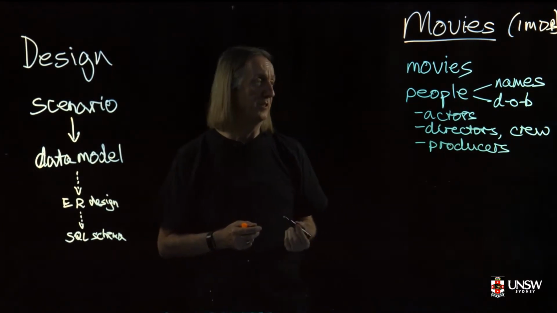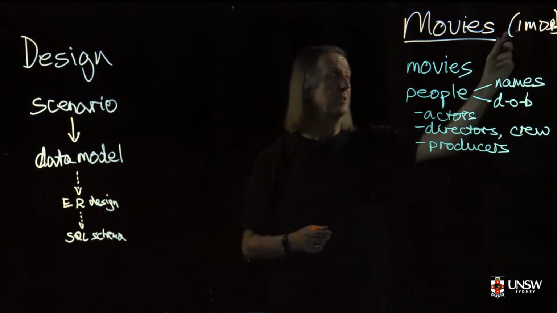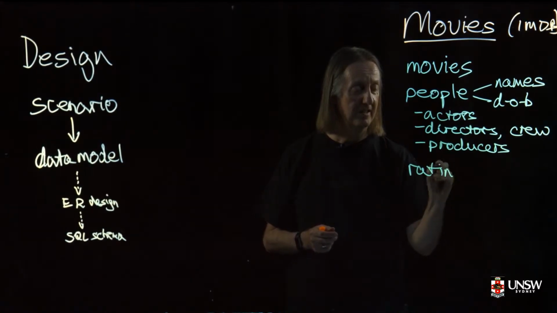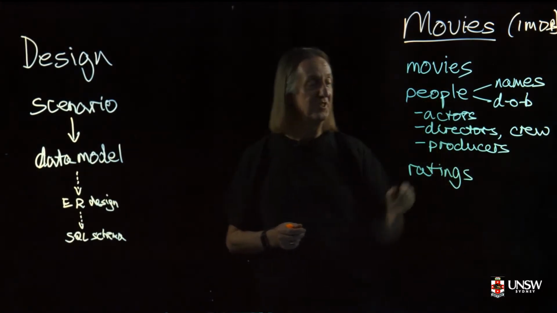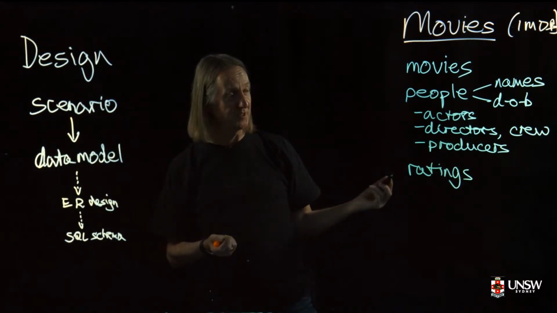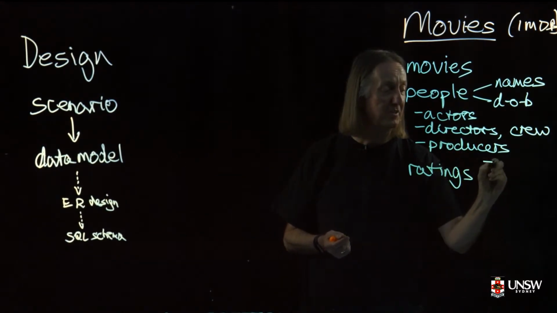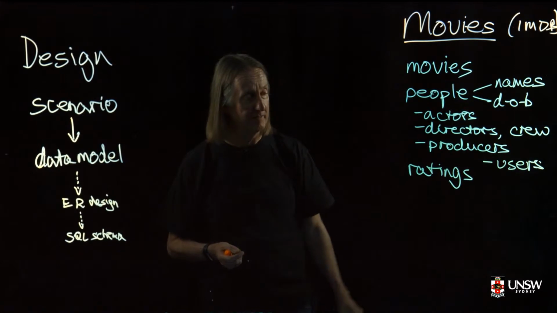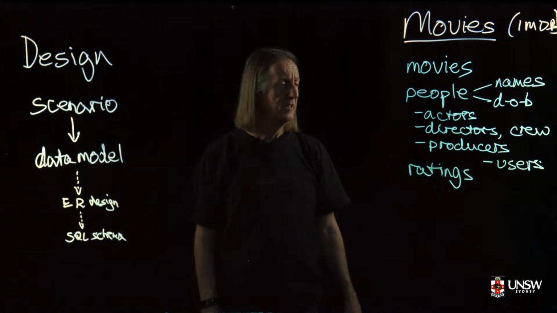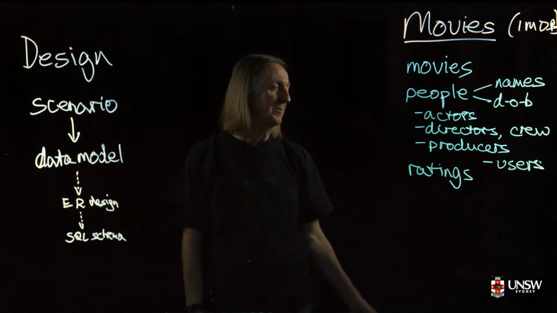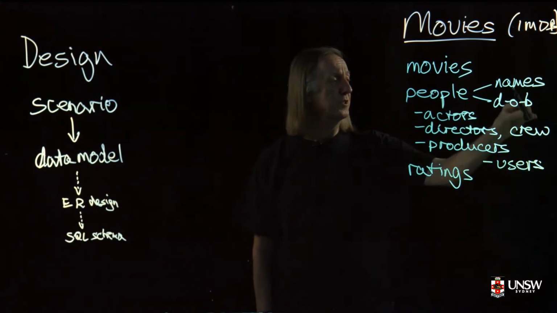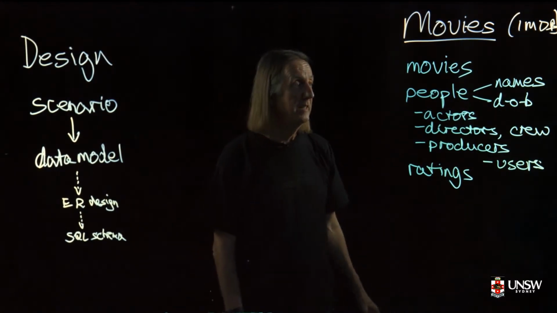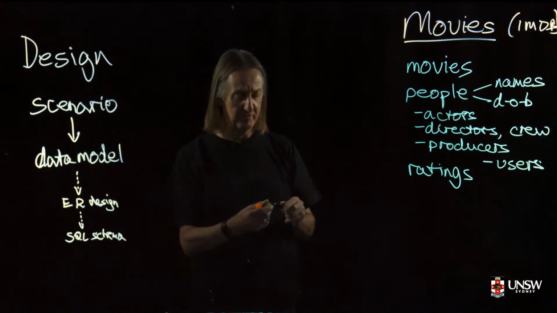What other kinds of things might we be interested in? Well, one thing that IMDb is big on is ratings. And when you're designing like this, it's handy if you can rub things out, because now I've just come to the realization that there's another class of person who are the people who use IMDb and provide the ratings on the movies. So different classes of people. Now it's interesting, maybe for users we don't care so much about their date of birth, maybe we do care about their name.